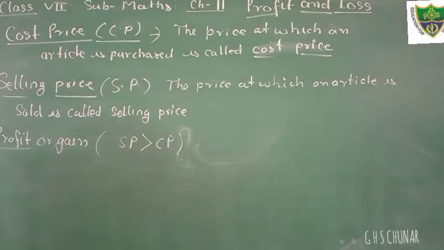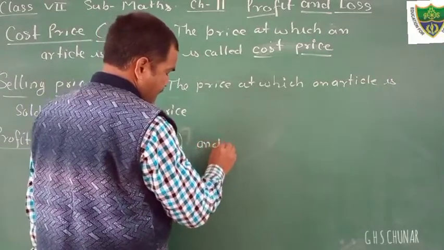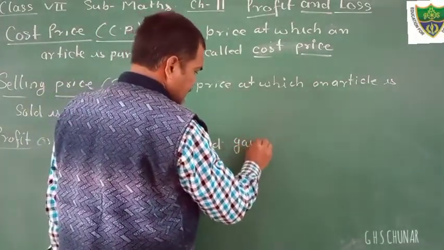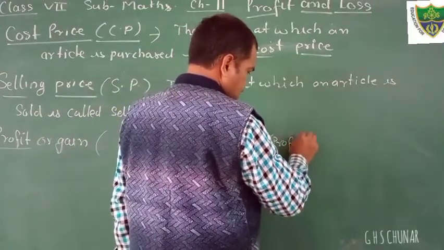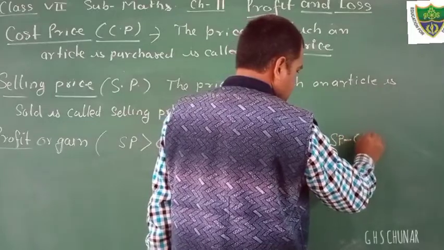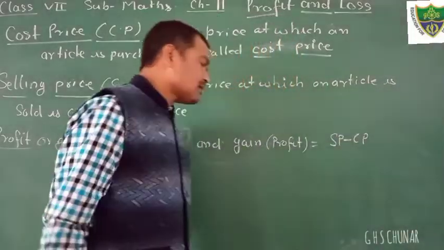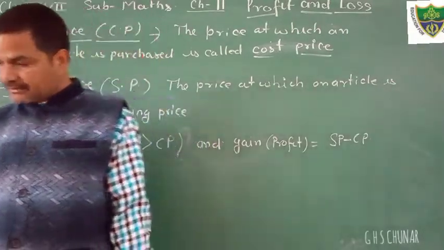Then the seller has gain or profit, and gain or profit is equal to SP minus CP. So our profit is equal to SP minus CP.